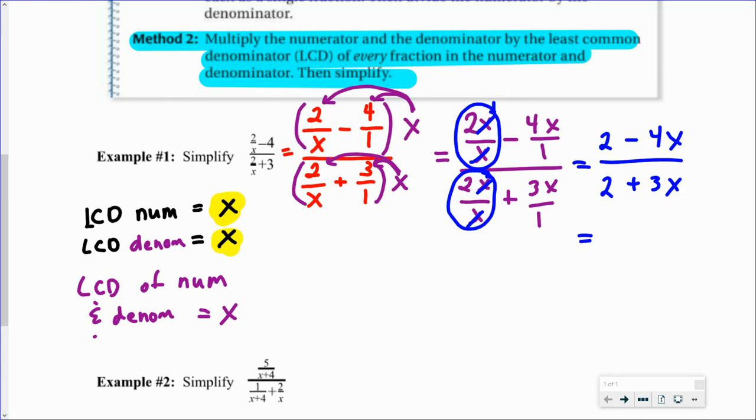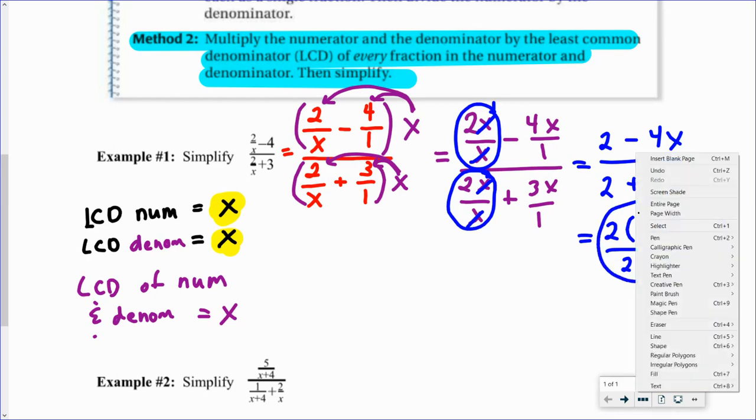And now what we can do is just check and see if we can simplify anything else with our result here. So 2 minus 4x looks like there's a GCF of 2. So we get 2 times 1 minus 2x. And then in the denominator, it doesn't appear like there's any other common factors. So this right here would be your final answer.